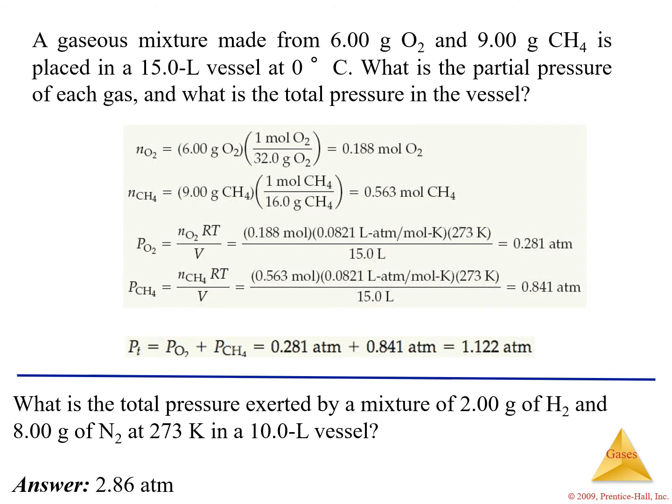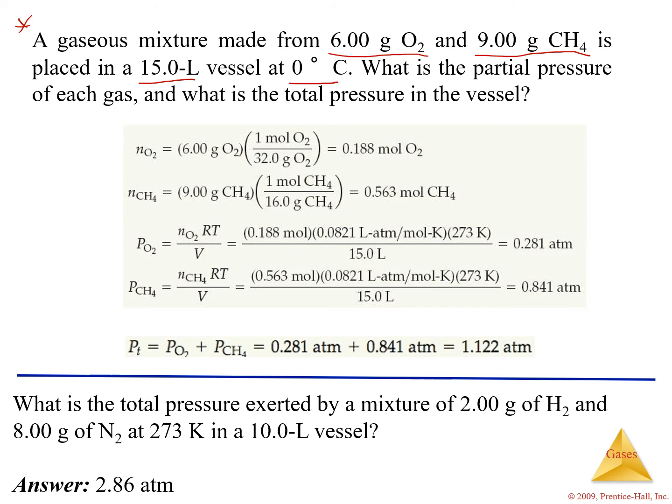Okay, so this is an example where we're going to calculate the partial pressures as well as the total pressure of the gas mixture. In this particular example, the gas mixture is made of 6 grams of oxygen and 9 grams of methane. So the composition of the gas mixture is known. The only thing is that the information is given in grams, so we have to convert this to moles. We also have the volume of the gas mixture being 15 liters.